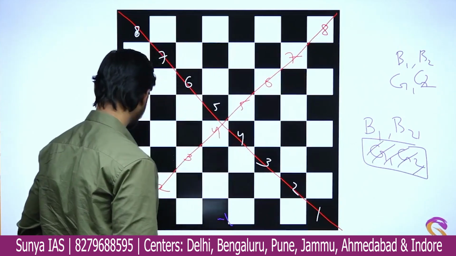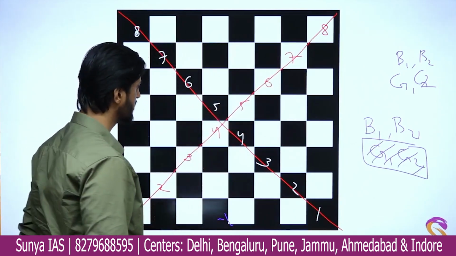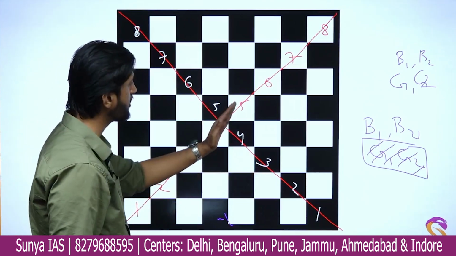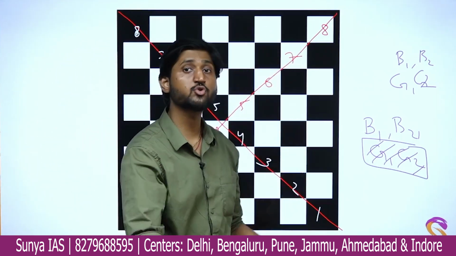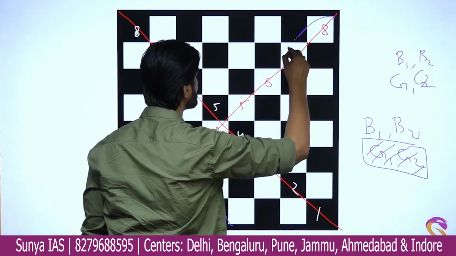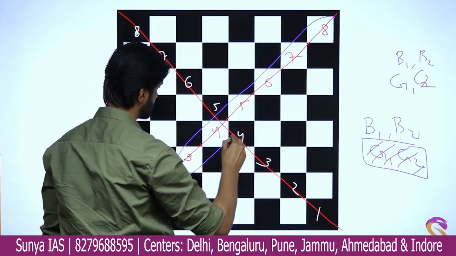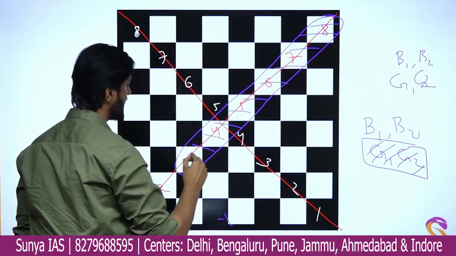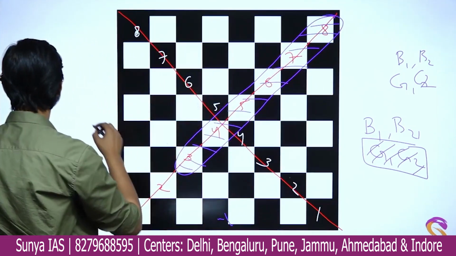So out of these 8 blocks, let us talk about the white diagonal first. The same idea will be replicated for this also. Out of these 8 blocks, we have to choose 6 consecutive. So we can assume 6 consecutive blocks to be a single block. Okay. And now we have to just choose among 3 blocks.